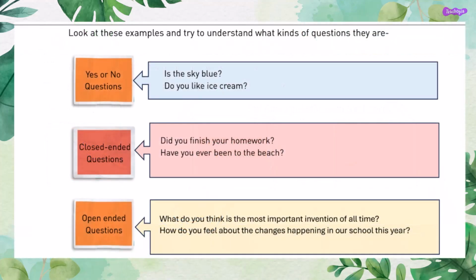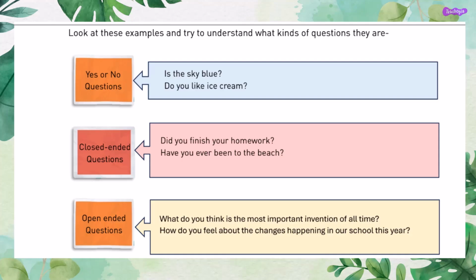Look at these examples and try to understand what kinds of questions they are. Yes or no questions could be, do you like ice cream? So the person would respond yes or no. Close-ended question, have you ever been to the beach? It's also a yes or no.